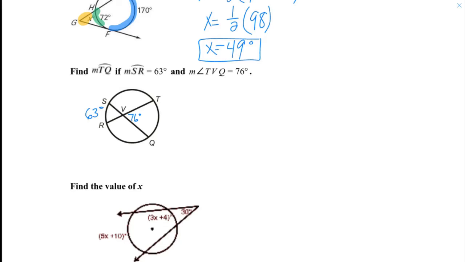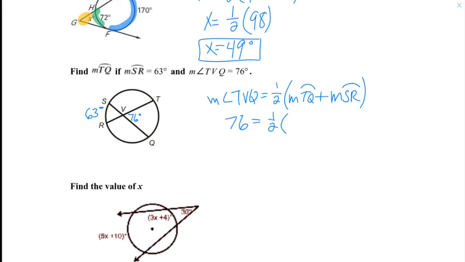So if I start writing this out, I know that the measure of angle TVQ is equal to half the measure of arc TQ plus the measure of arc SR. So I know that we do know some of these values, but I just wanted to write that out so we could see what we're looking at here and try to figure out how we're going to then solve this. So we know that the measure of angle TVQ is 76. So let's go ahead and fill that in. We don't know the measure of arc TQ. That's what we're going to be trying to find. And we know that the measure of arc SR is 63. So let's go ahead and fill that in.